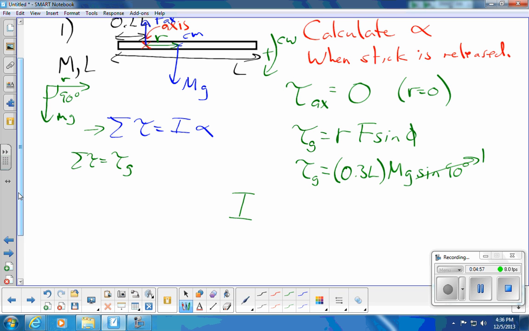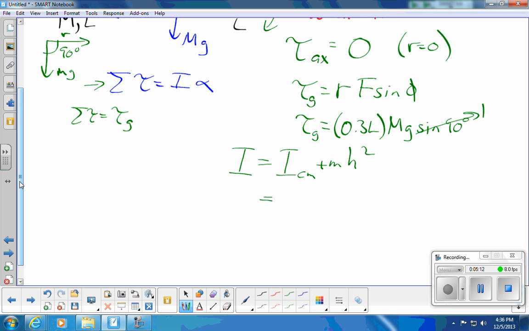This is the rotational inertia of a stick through the axis 0.3L from the center of mass. I would use the parallel axis theorem, I_CM plus Mh squared. We did this in class today, but I'll run through it quickly. The rotational inertia of the stick through the center of mass is 1/12 ML squared.